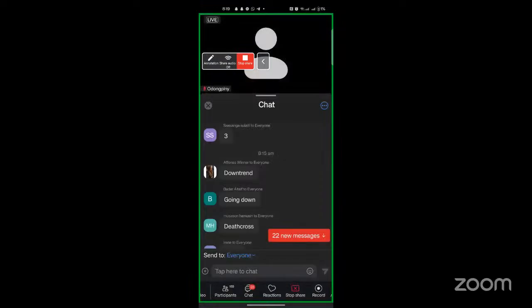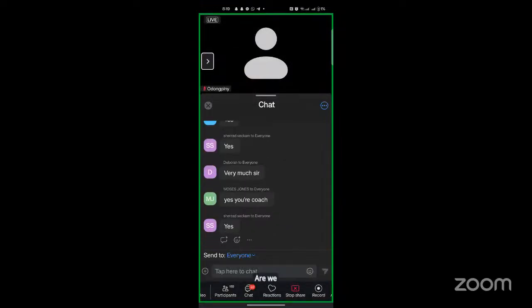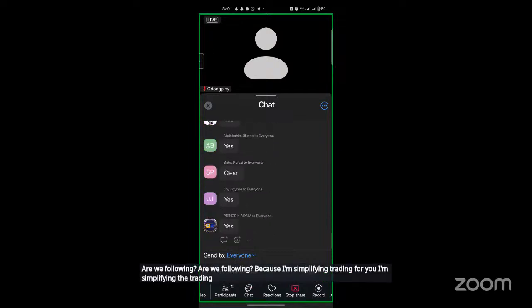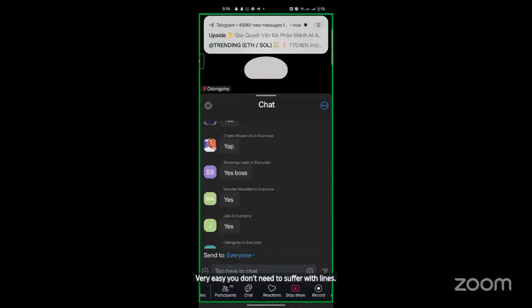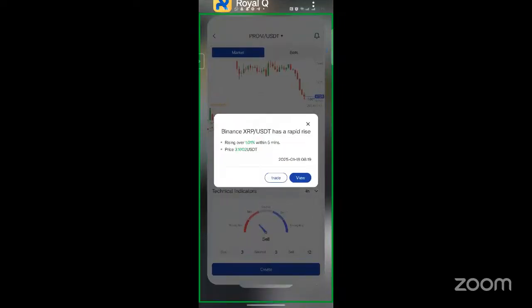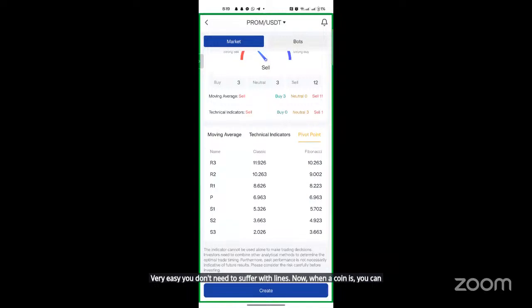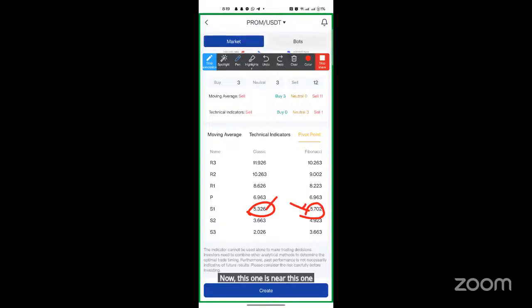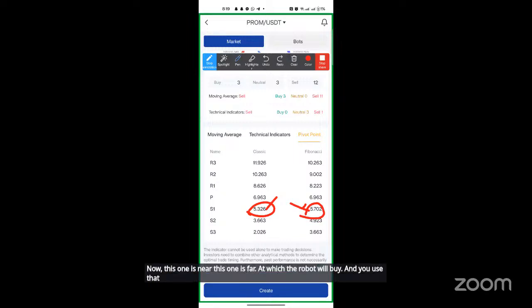Are we following? Because I'm simplifying trading for you. It makes life very easy for you. You don't need to suffer with lines. Now, you can enter and say, when the coin reaches this price, let my robot buy, or this one. This one is nearer, this one is far, at which the robot will buy. And you use that as a preset price entry.